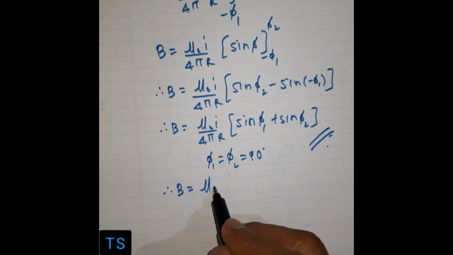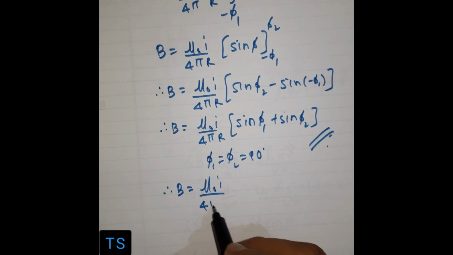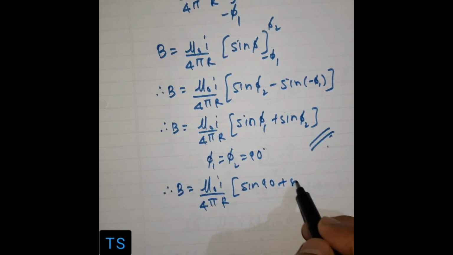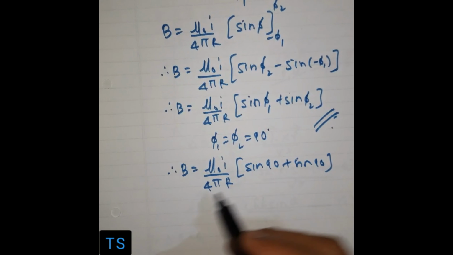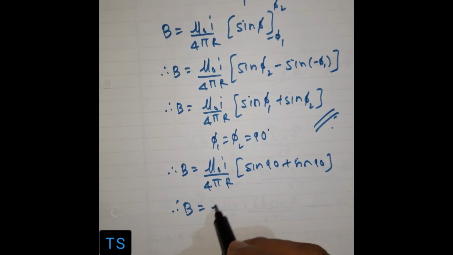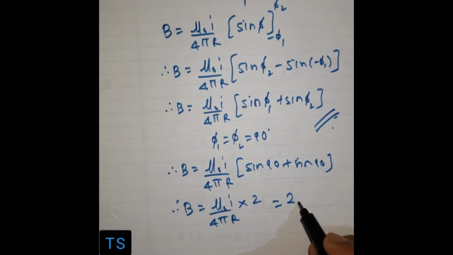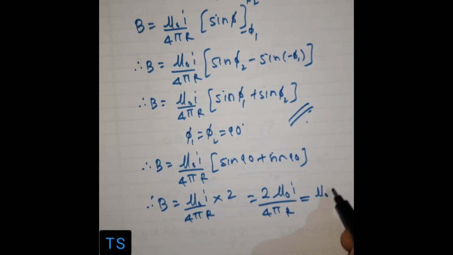Therefore B equals mu naught I upon 4 pi R, sine of 90 plus sine of 90. You all know very well the value of sine 90, so mu naught I upon 4 pi R, this will be into 2, so I can write this as 2 mu naught I upon 4 pi R, or you can also write this as mu naught I upon 2 pi R. So this is how you should know how to derive the equation.